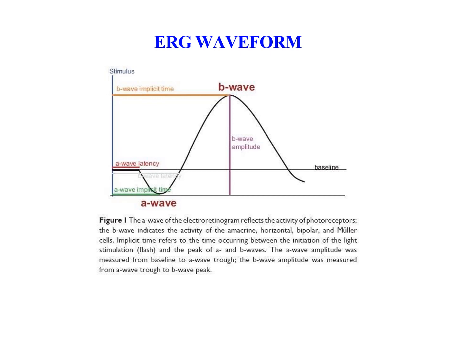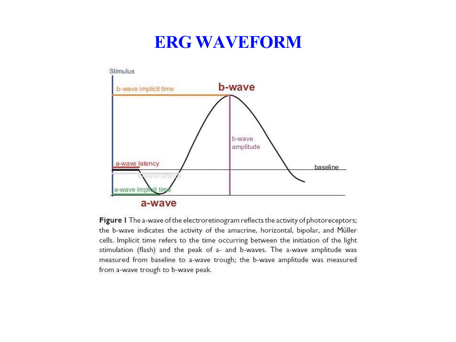A wave latency, the implicit time is short and then increases. The B wave implicit time is increased. The B wave amplitude and B wave implicit time continuously increase, then suddenly decrease toward the baseline of the electroretinogram waveform. So the B wave indicates the activity of the amacrine, horizontal, bipolar and Müller cells.